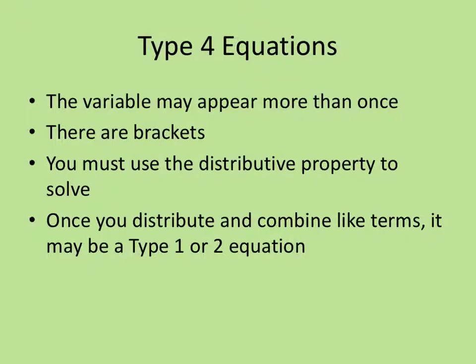So the type 4 equations, the variable might appear more than once. Usually there are brackets in these questions with a number on the outside that you have to multiply into the brackets. It's the distributive property. And then once you distribute and combine like terms, it's usually a type 1 or 2 equation.